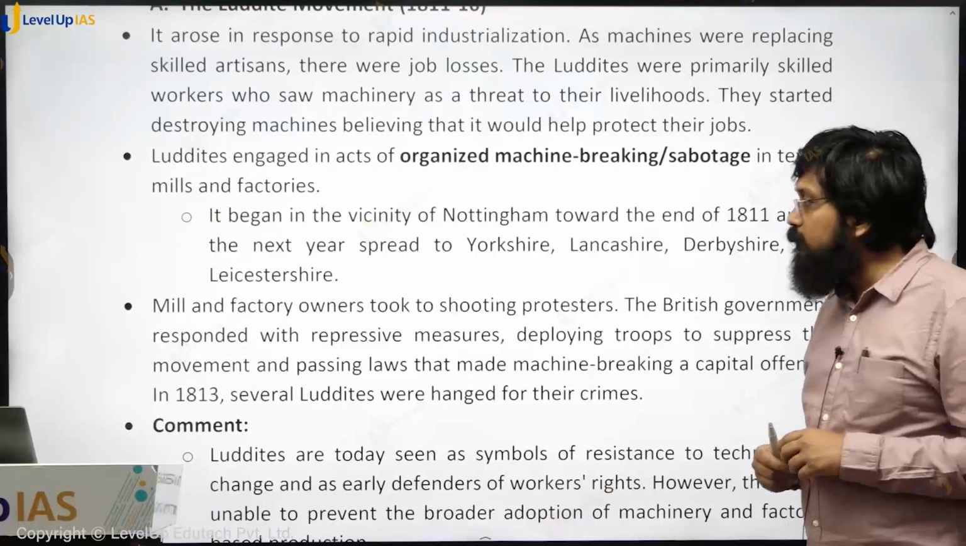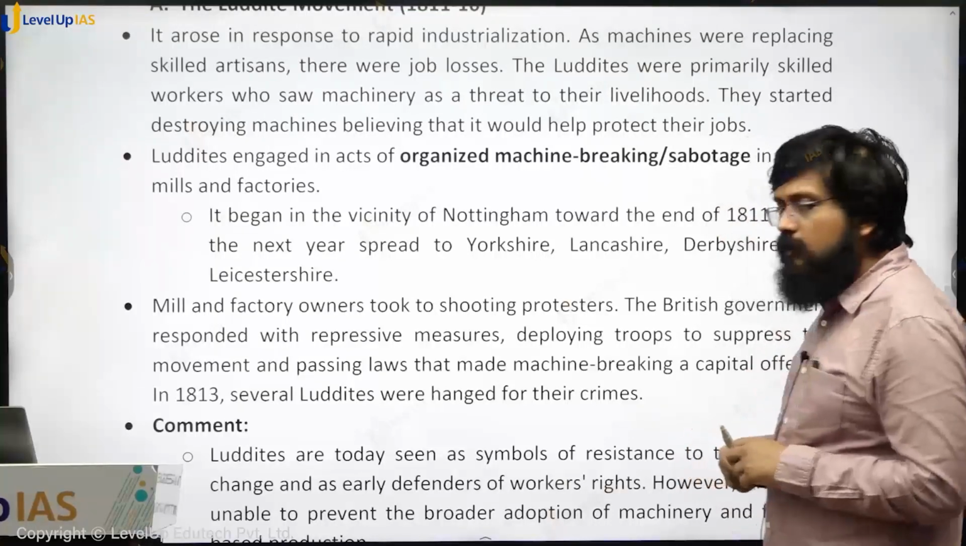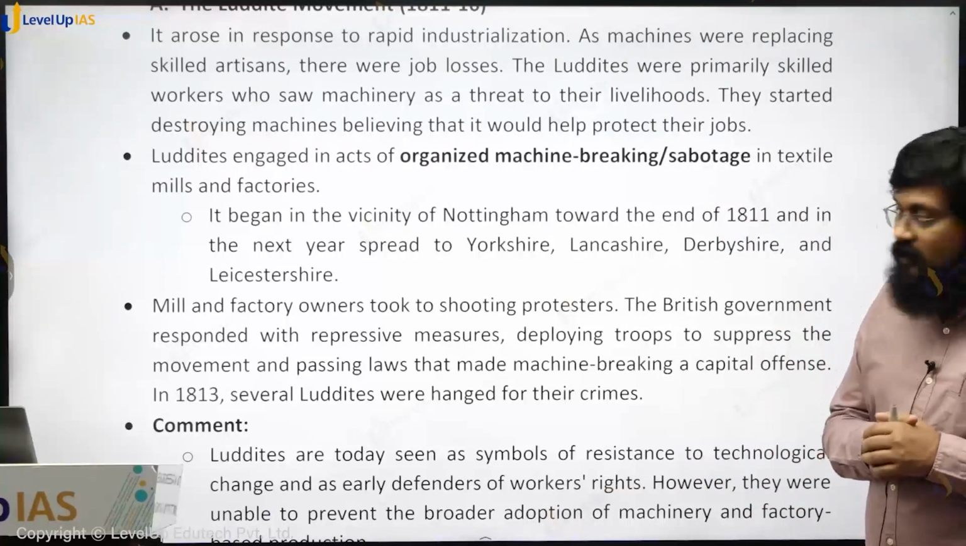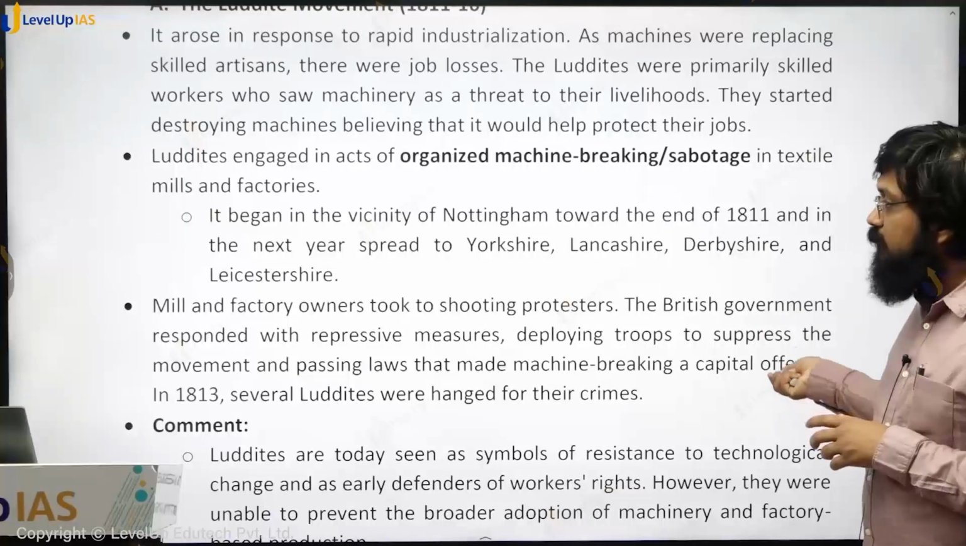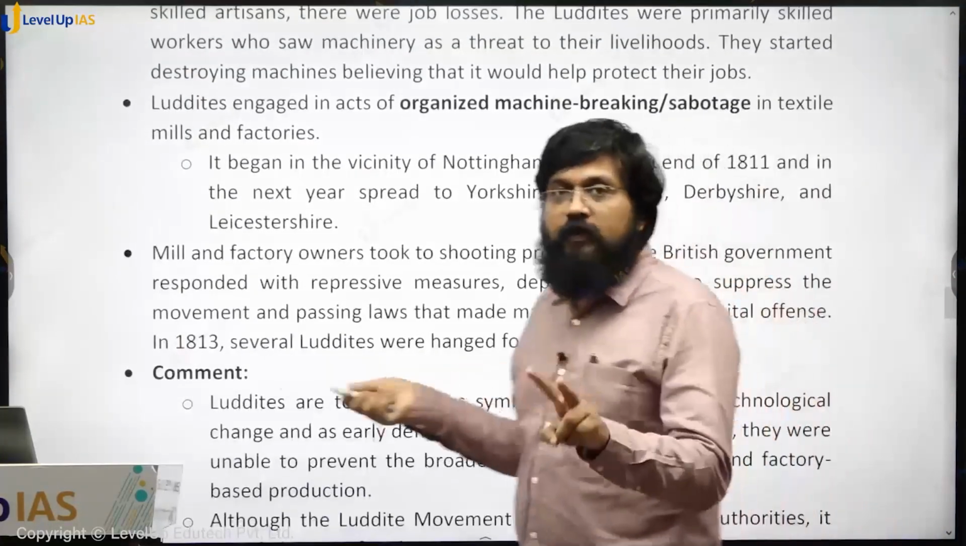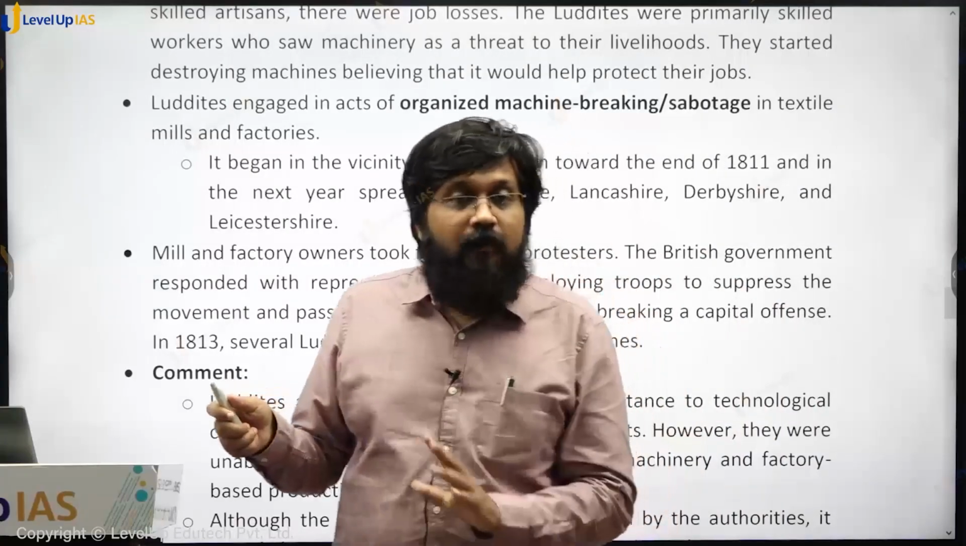So mill and factory owners took to shooting protesters. आगे बंदूक लेके बैठेंगे, आए तो गोली मार देंगे. ये तो civil war की situation हो जाएगी. Ultimately, government had to intervene. Government also responded in a repressive way. It brought two things: एक नया law and military.